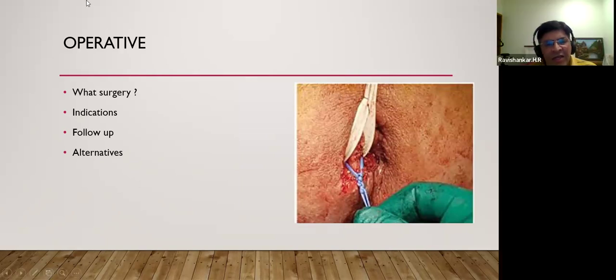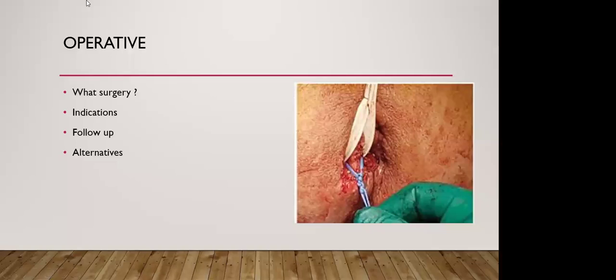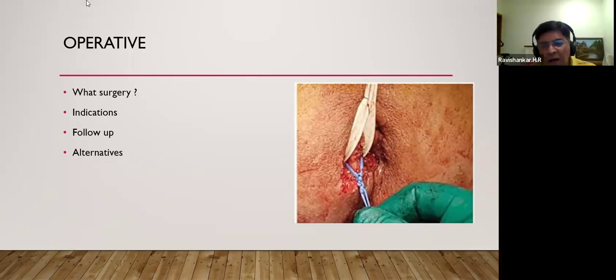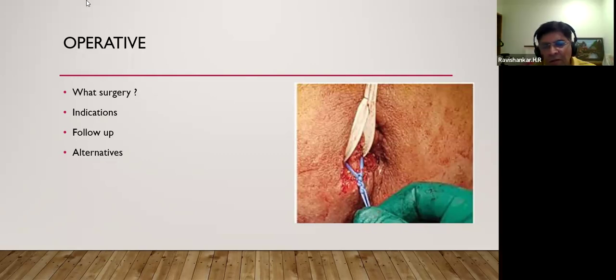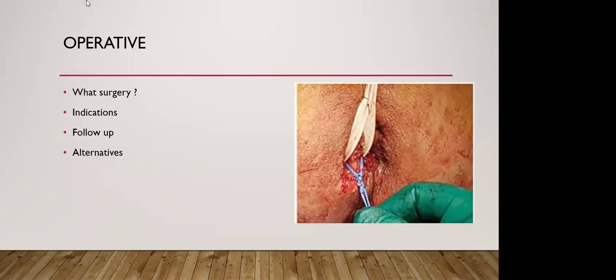What is this surgery? Indications, follow-up, alternatives. Praveen, quickly. Sir, this is a seton surgery, sir. Indications are for high fistulas, complex fistulas, and fistulas due to Crohn's disease. Intersphincteric fistula, transsphincteric, extrasphincteric fistulas, sir. High fistulas.